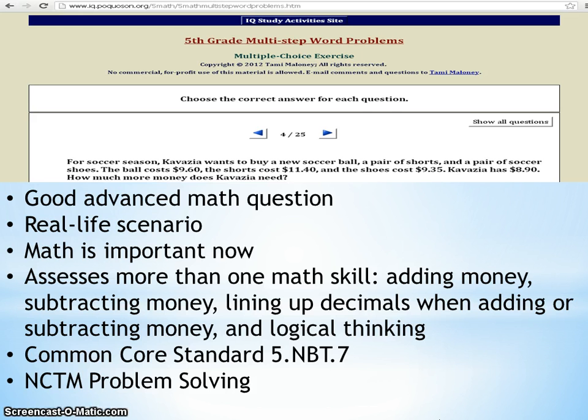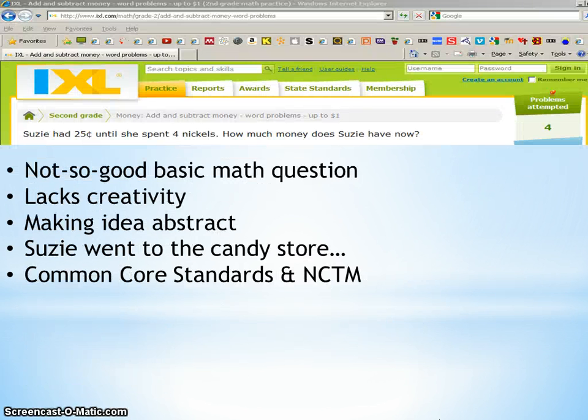This problem is also considered good because it is in line with Common Core Standard 5.NBT.7, which focuses on adding, subtracting, multiplying, and dividing numbers to the nearest hundredth. As far as an NCTM problem solving standard, it does fall in line with the students being able to apply and adapt appropriate strategies to solve problems, and these are the reasons why this is an example of a good advanced math question.